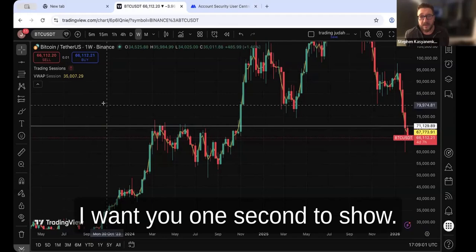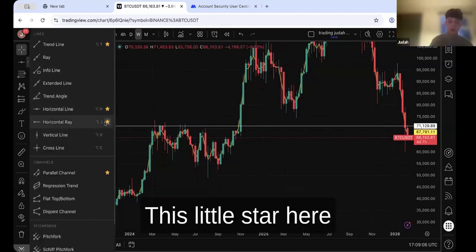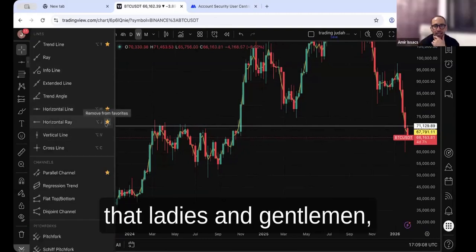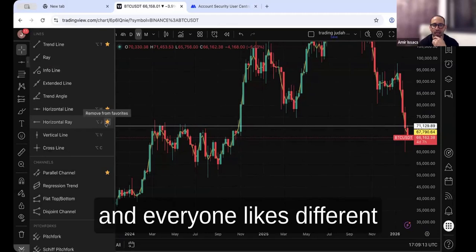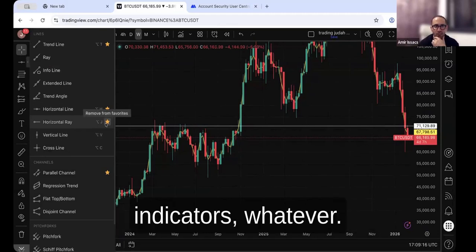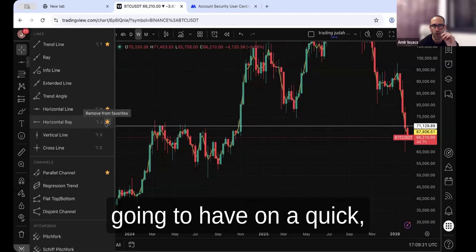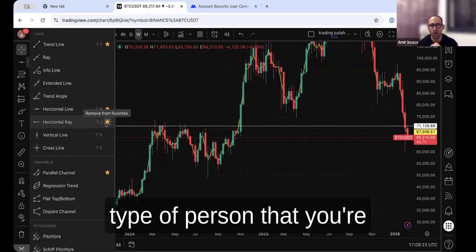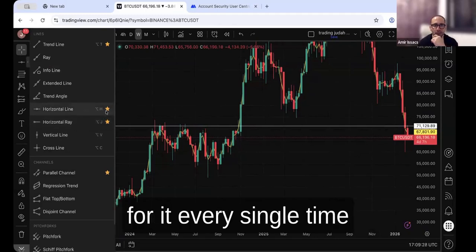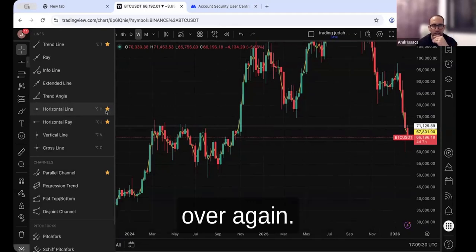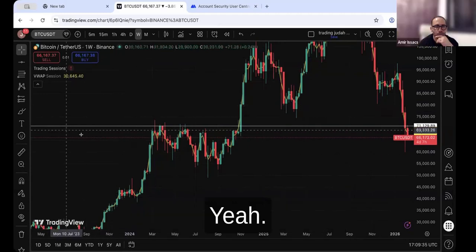And how do you also put it as a favorite? I want you to go back to that for 1 second. There's a little star here, ladies and gentlemen, that lets you have it as a favorite. Everyone has their own style of trading, and everyone likes different tools and different indicators. When you put it in the favorites, you're going to have it on quick access. If you're the type of person using horizontal lines, you're just going to be able to use it in a click and not start looking for it every single time, because you're going to be using it over and over again as someone who's charting. It's going to save you a lot of time actually.